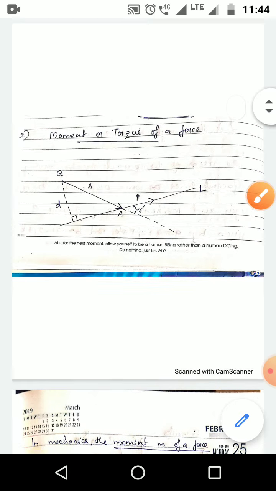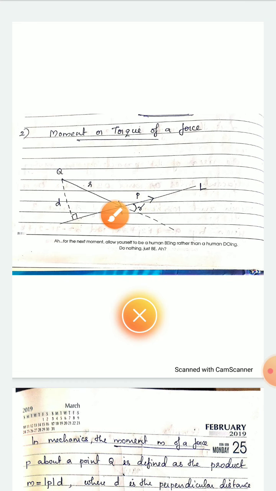Look at the figure given here. Given a line L on which a force P acts. We will denote the force vector by the letter P. So a force P is acting on the line L. We have to find the moment of this force about the point Q.